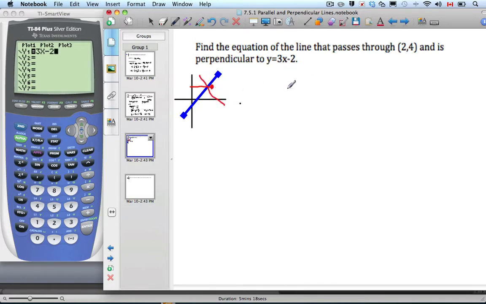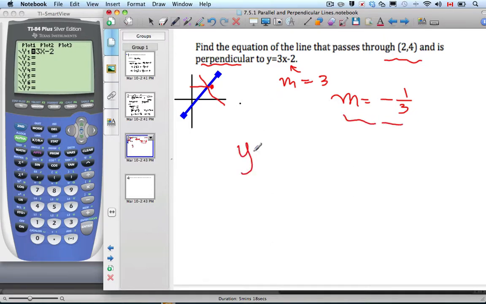Okay. So our slope in this equation is 3. But we want it to be perpendicular, so the perpendicular slope means we have to do the opposite reciprocal: -1/3. Well, now look, we have a point and a slope. That makes it really easy.